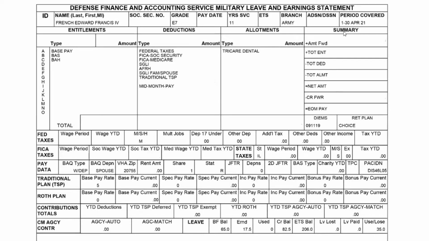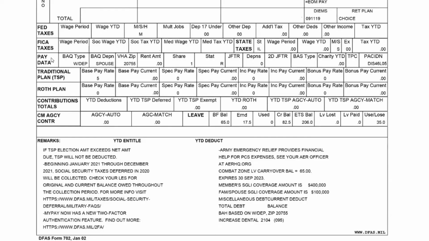On the right side here, you have the summary of the actual pay period. And then on the bottom, you'll see the retirement plan right here, whether you chose Choice, which is the traditional plan, or the BRS system. On the left here, these three rows will talk about taxes, whether it's year to date, social security, it'll talk about your state taxes on this side, as well as have your BAH zip code right here.